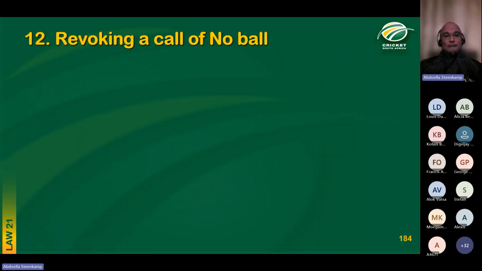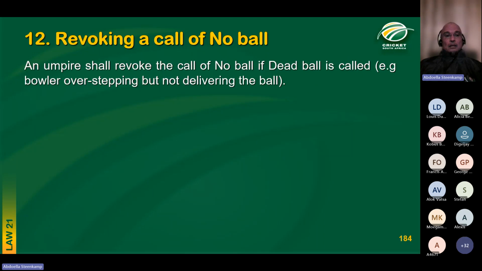Revoking a call of no ball. The umpire shall revoke the call of no ball if dead ball is called, for example, a bowler overstepping, but the bowler does not deliver the ball. If I cover this under dead ball, if the bowler doesn't deliver the ball, even though the bowler overstepped with the front foot, with no part of the front foot behind the popping crease, the umpire will call and signal dead ball.